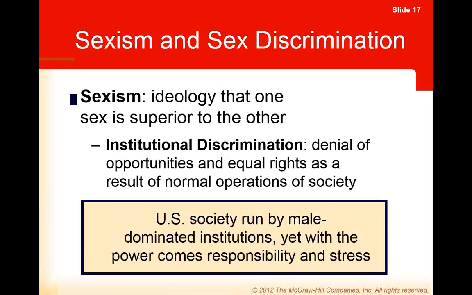U.S. society is run by male-dominated institutions, yet with this power comes responsibility and stress. Some researchers believe that having the power in society and being responsible for the instrumental tasks in the family gives men more social power. However, it also afflicts them with more stress-related chronic conditions. Because as an empirical fact, it is true that women live an average of 5 years longer than men in our society.